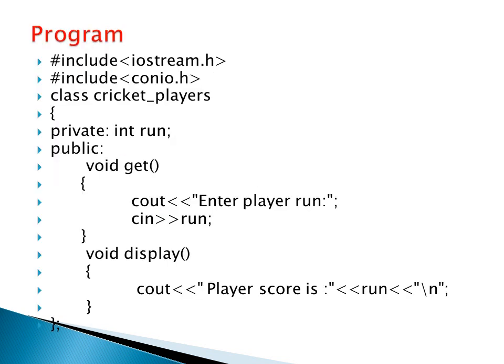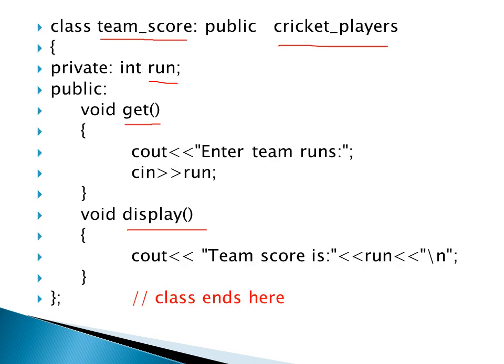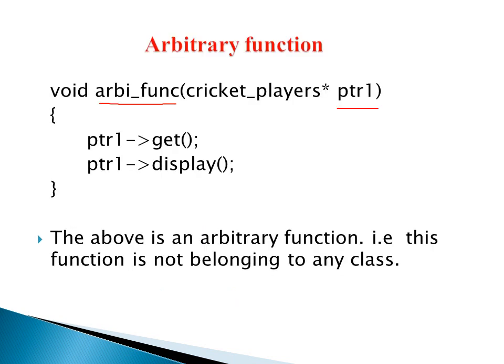So in the program, cricket players is the base class. It has one data member, runs, and two functions, get and display. Team score is a derived class and it has been publicly derived from the base class cricket players. It has one data member and two functions, get and display. Here the get and display functions are overridden in the derived class, that is, these functions are present in both the base class and the derived class. This is an arbitrary function, it has one argument ptr1. ptr1 is a pointer to the base class.